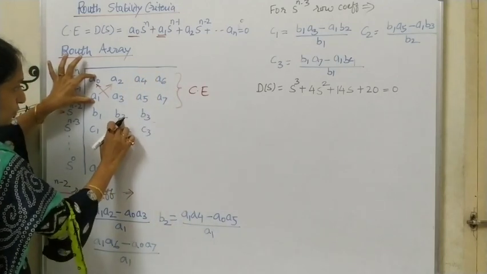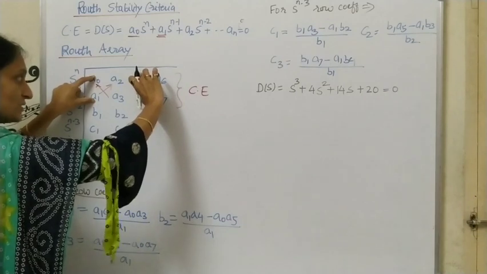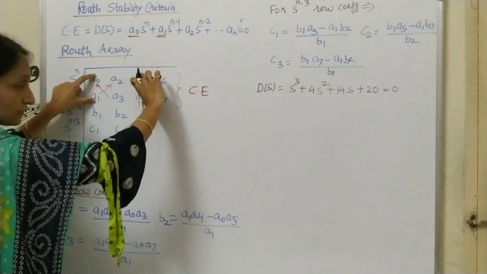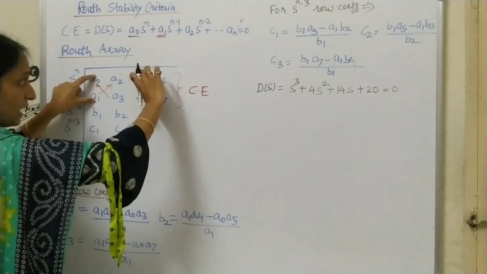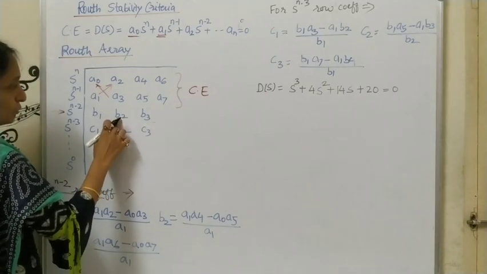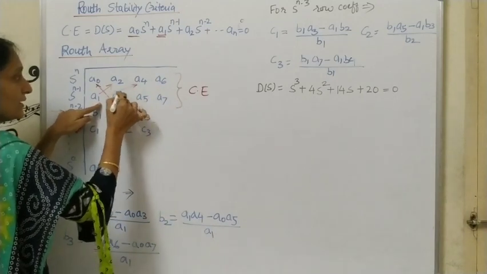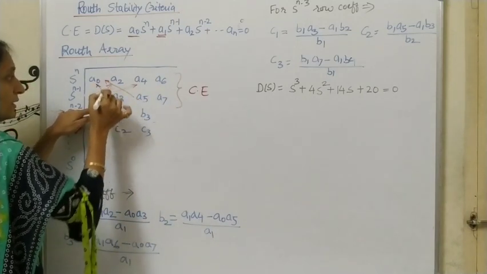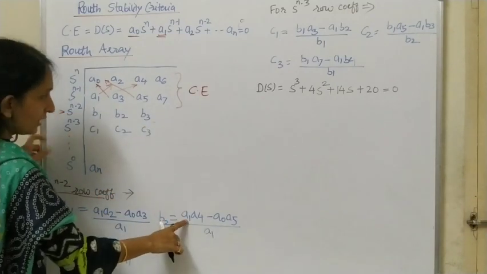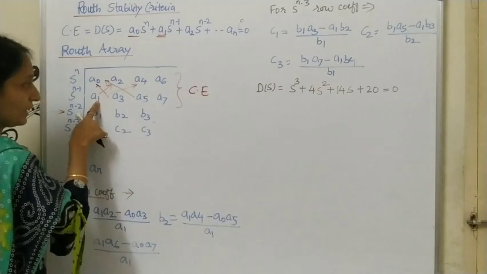For B2 you will consider the first row. First row is fixed, and the next column is A4 A5. So we will consider these two elements from the first column and these two elements from the third column. So how will we get B2? B2 is equal to A1 A4 minus A0 A5, upon again A1.